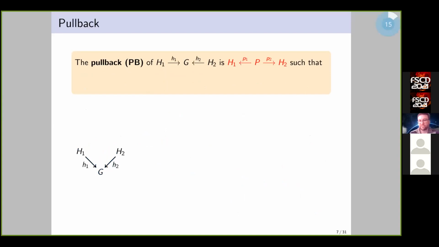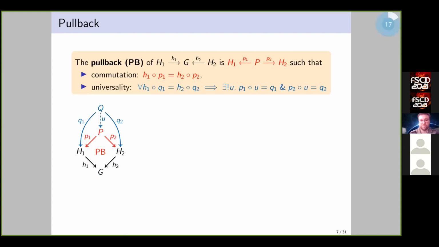The pullback is exactly the dual of a push-out. So we start from a cospan, and now the pullback is a span that makes this square commute. So P1 followed by H1 is the same as P2 followed by H2. And again, this should be the universal object. So if we have another span that makes this commute, then it can be factored through P. So if we have another candidate, then there should exist a unique graph homomorphism U from Q to P that makes, again, these two triangles commute.